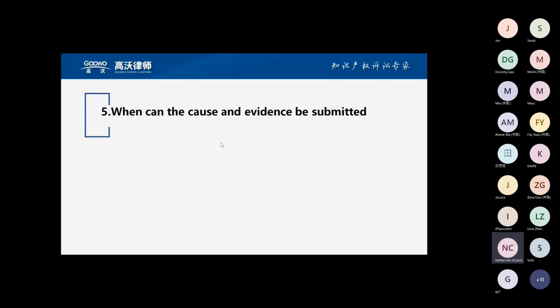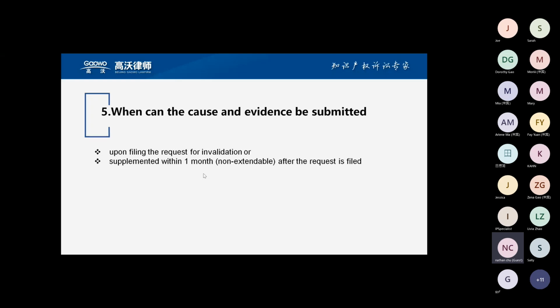Okay, so the fifth question is about when can the causes and evidence be submitted. You can file the causes and evidence on the date you file the invalidation, or you can also supplement the causes and evidence within 1 month after the request is filed. I think the 1 month is the grace period by the patent office. But please bear in mind the 1 month is not extendable. If it's very urgent for the petitioner to file and prepare all the documents, you can use this 1 month grace period to supplement the causes and evidence.